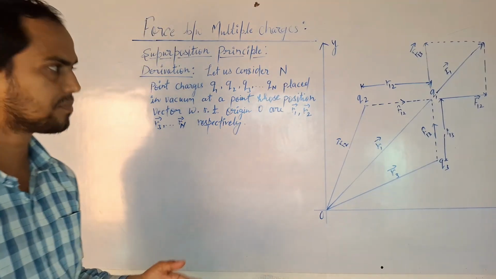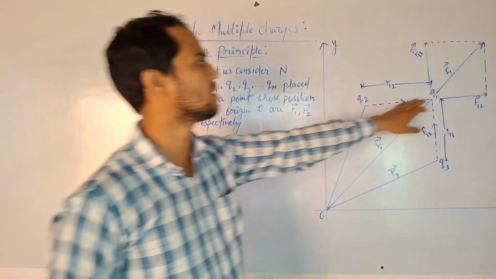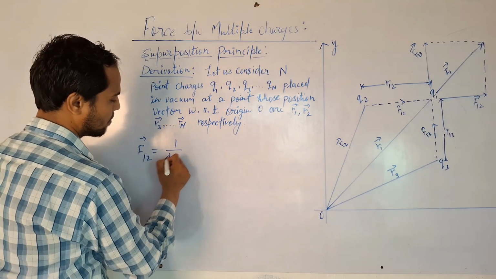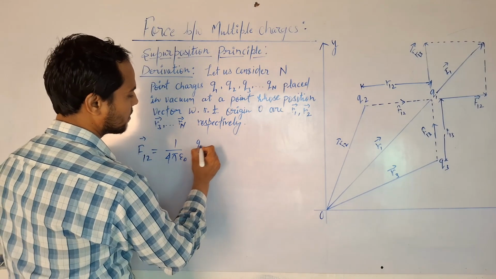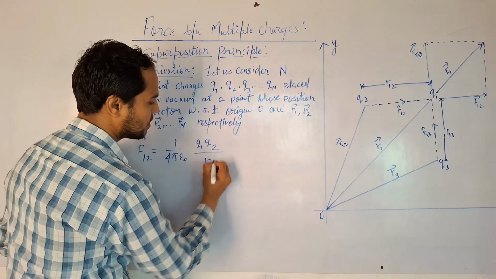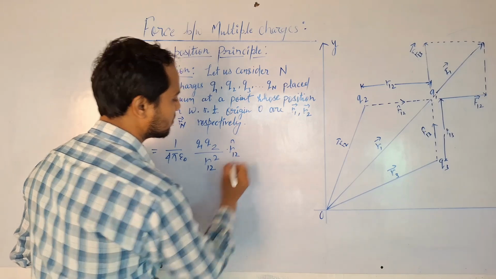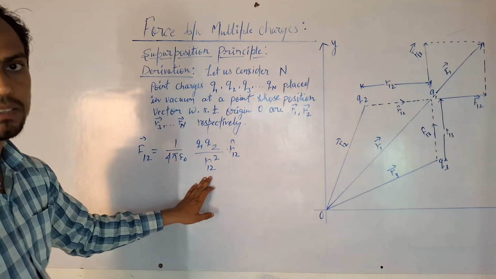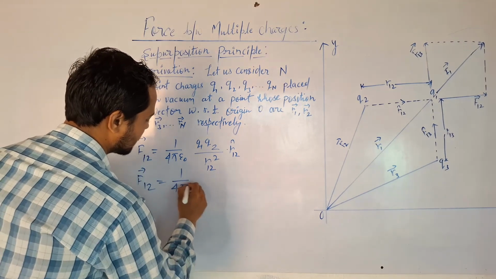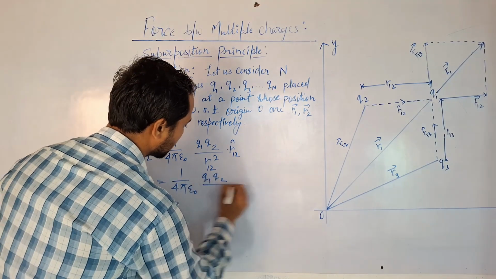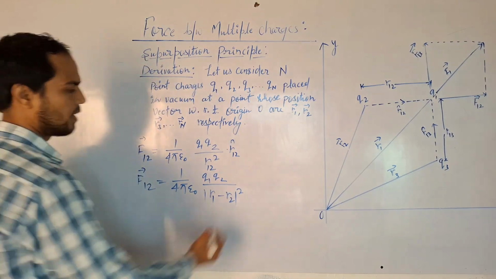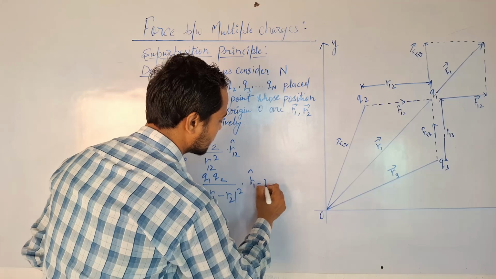So now according to Coulomb's law, the force between Q1 and Q2 we can write as F12 equal to 1 upon 4 pi epsilon naught, Q1 Q2 upon R12 square, R12 cap. This is the unit vector. We can also write this as 1 upon 4 pi epsilon naught, Q1 Q2 upon mod R1 minus R2 square, times the unit vector of R1 minus R2.